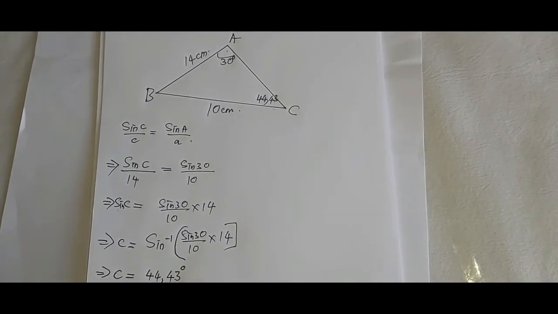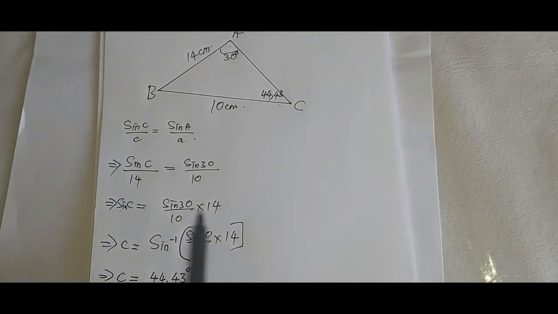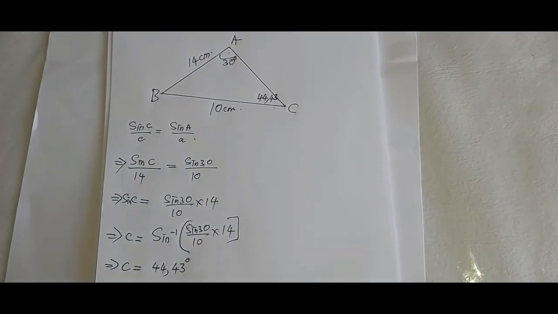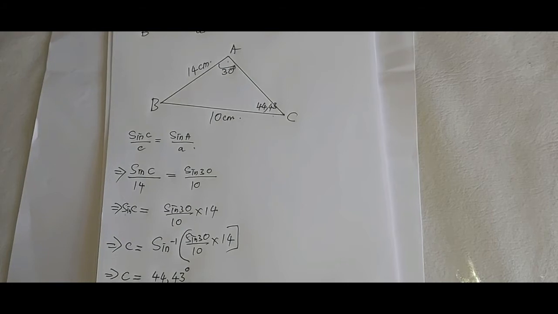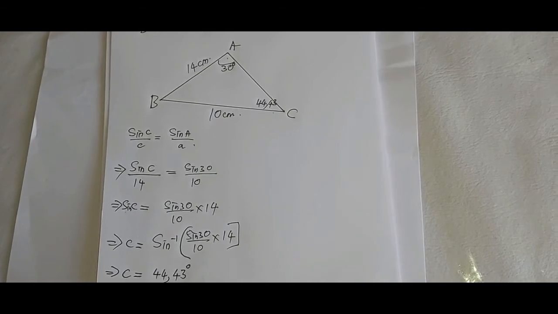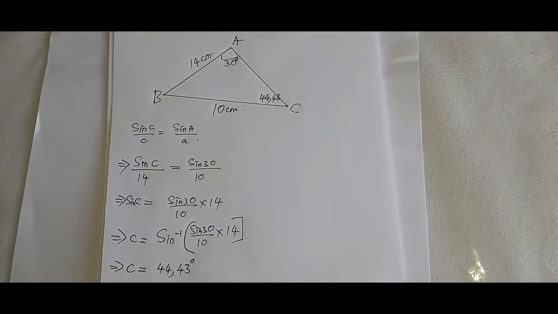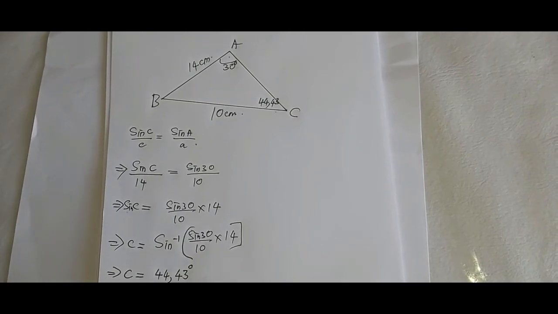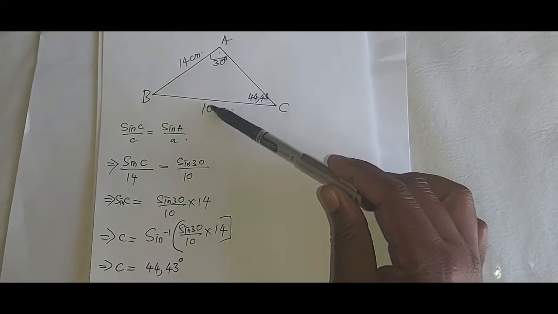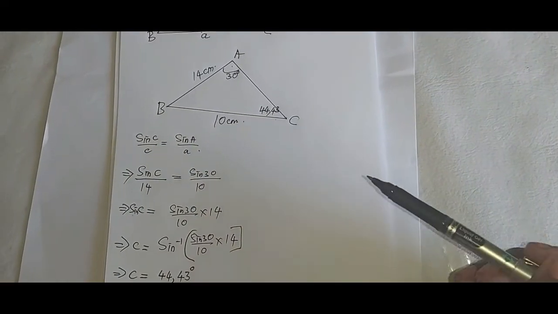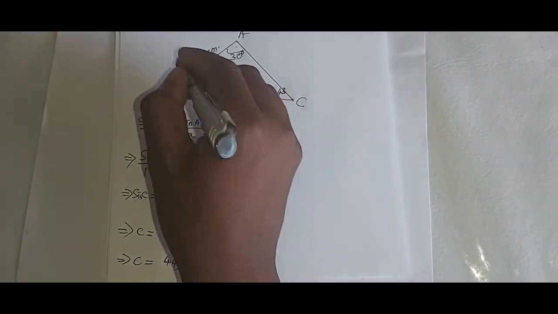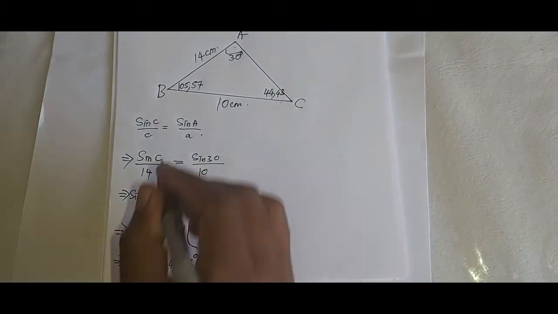Right, then again, solving a triangle means you must find all the missing angles and all the missing sides. So to find angle B, you use the fact that angles in a triangle add up to 180 degrees, so it will be 180 minus 30 minus 44.43. You must just get it from your calculator. Make sure your calculator skills are good. When I say 180 minus 30 minus 44.43, it gives me 105.57 degrees.